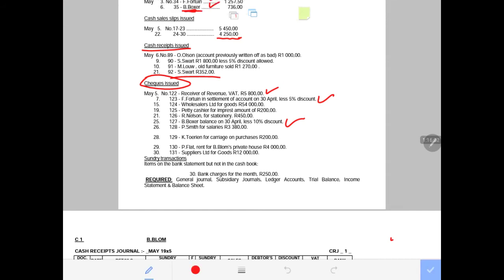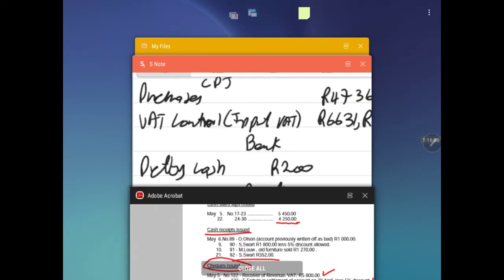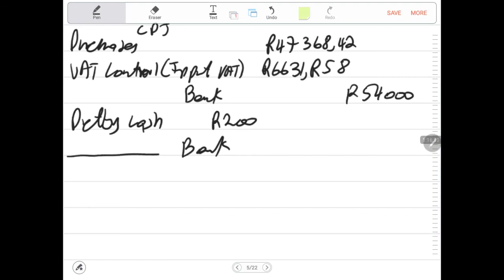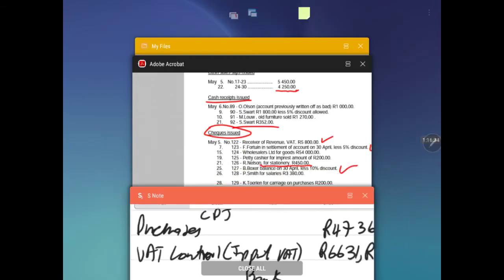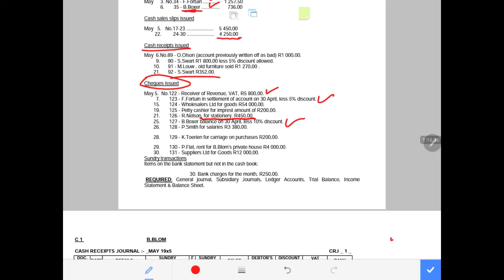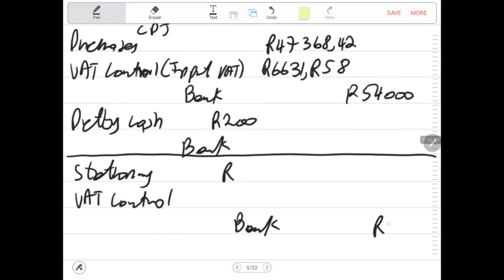R. Nelson for stationery, that means we bought stationery for cash from R. Nelson. It is not on credit anymore, it is cash. We bought stationery. What do we do? We debit our stationery. Because we don't have a column for stationery, this will go to sundry ledger. Then we say VAT control, which is input VAT. Then we credit our bank. We do have the bank column, and the amount of the stationery bought from R. Nelson was 450. Therefore we say 450, and this will be recorded under bank.